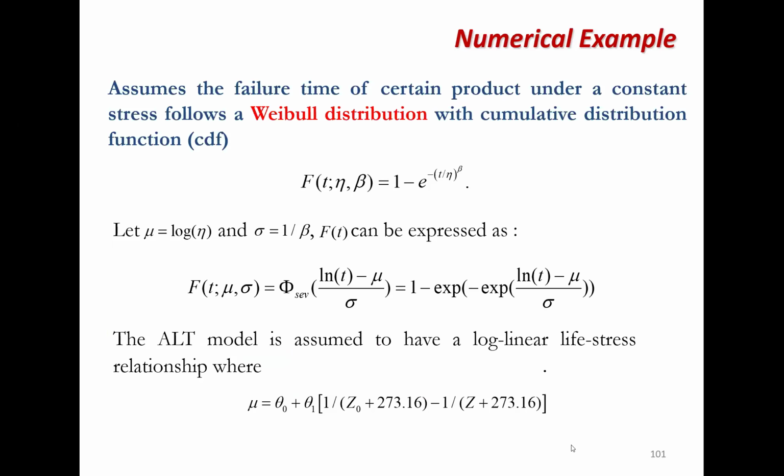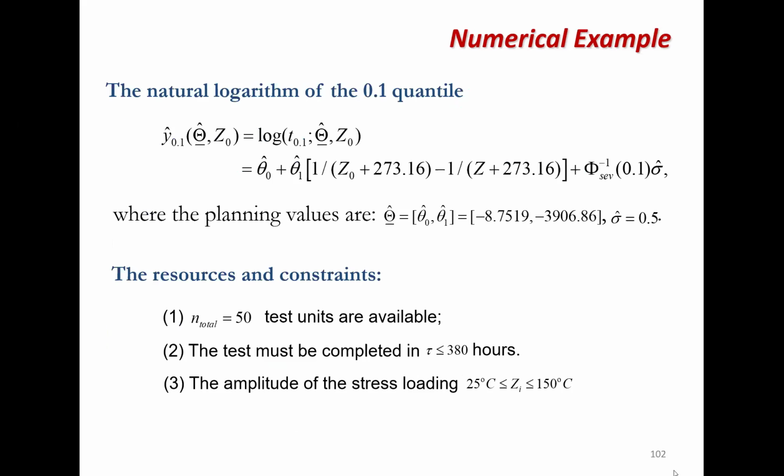This is a numerical example, and we consider a Weibull distribution for the reliability model. We also consider the log-linear life-stress relationship in this model. Our goal is to estimate the natural logarithm of the 10% reliability quantile at the normal condition. We have some resource constraints to consider: 50 units available, the test must be completed in less than 380 hours, and the temperature must go from -25 up to 150 degrees Celsius.